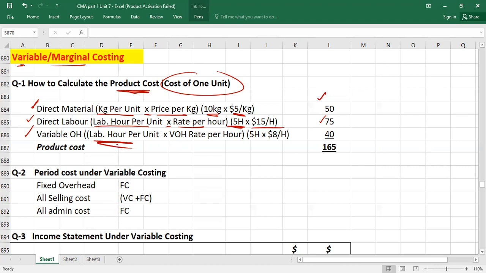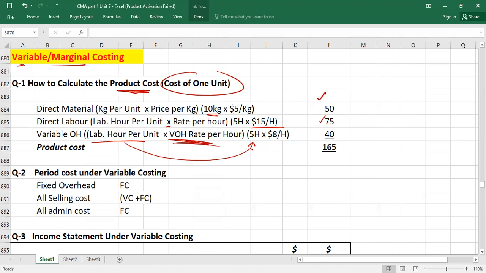So if you want to write it here, variable overhead cost: we will take labor hours per unit, multiply by the variable overhead rate per hour. For example, labor hours per unit is 5, same as labor. And I'm assuming a rate per hour, which is the rate for variable overhead. It will be given in the question. But in future, I will tell you how to calculate these rates. Don't worry, I will tell you for variable overhead and fixed overhead also.